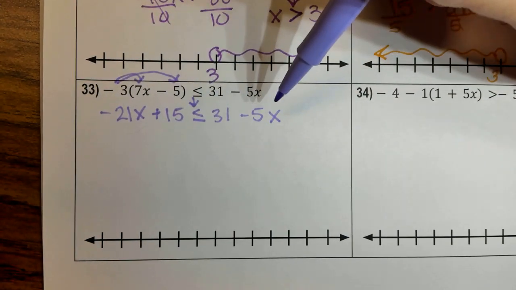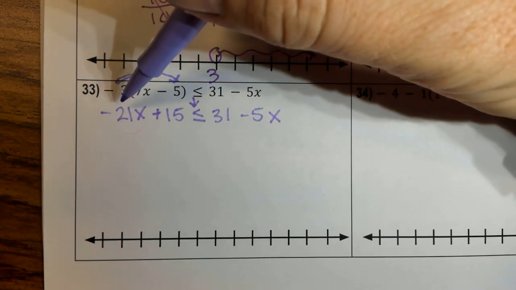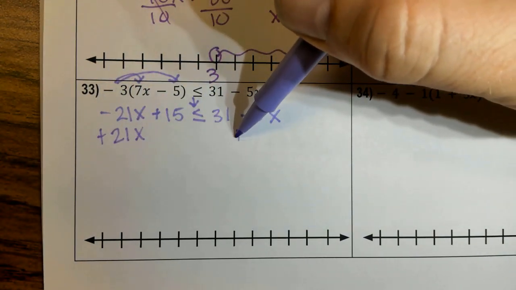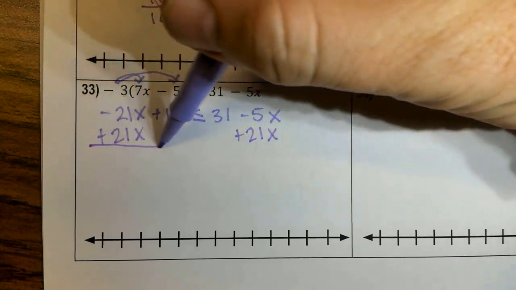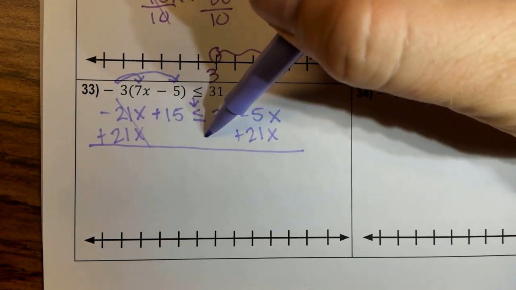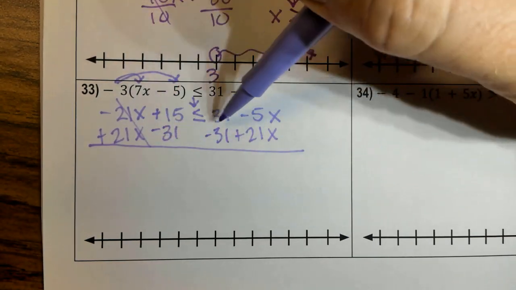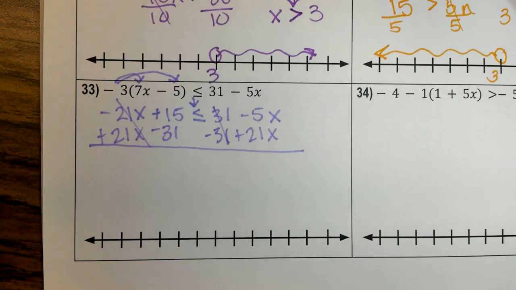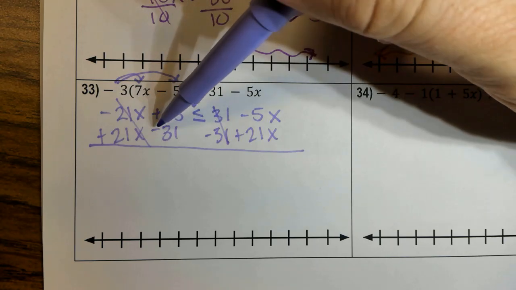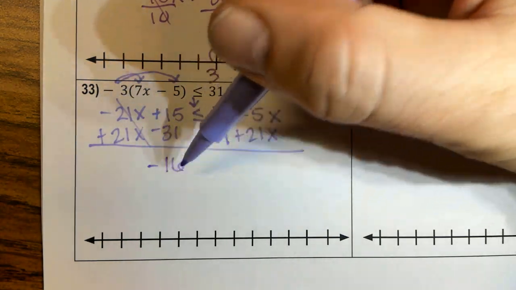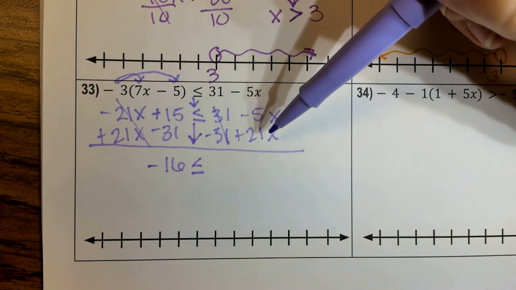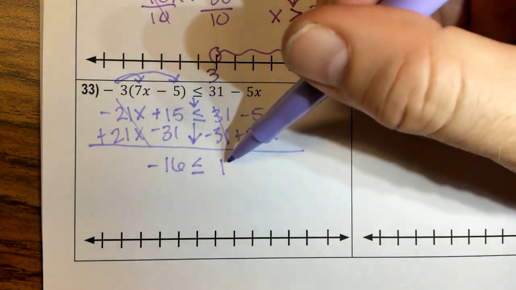Now, my x's, I need to get to the same side. I have negative 5 and negative 21. This one is smaller, so I'm going to move the negative 21 to the other side. So if my x went to the right, my 15 has to go left. So that gives me 15 minus 31, no, I'm sorry, 15 minus 31. I get negative 16. Don't forget your inequality sign. And then 21 minus 5 is 16.